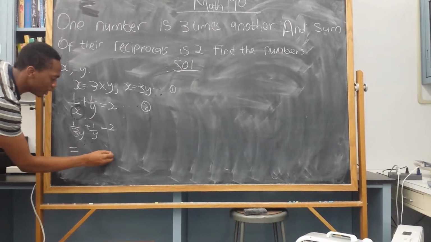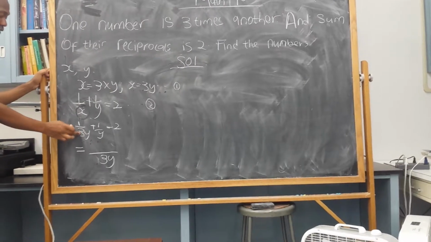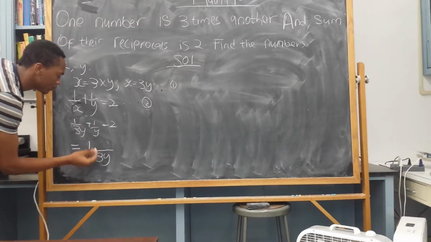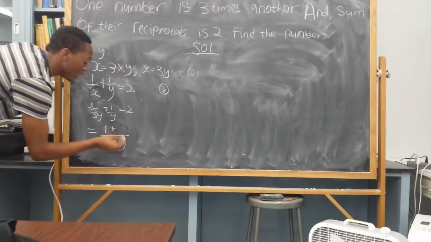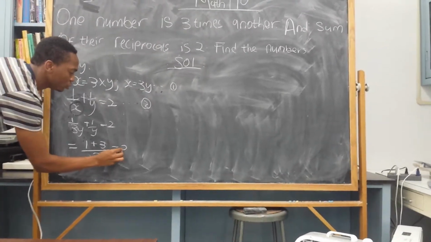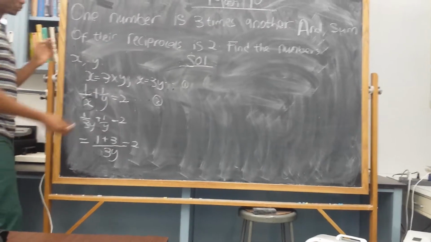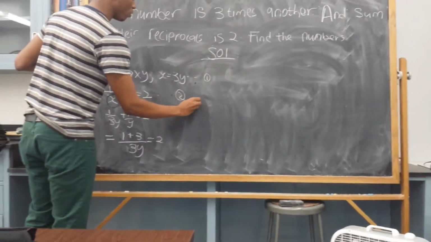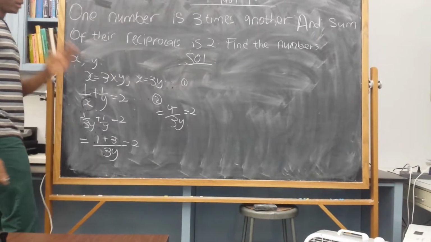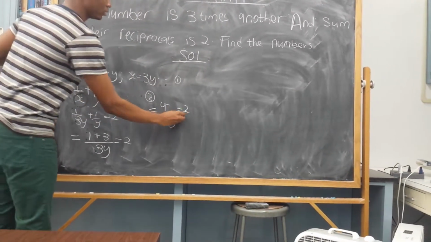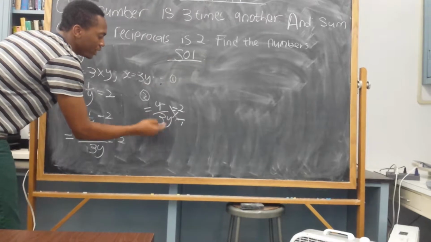So using the LCM, this is 3y. This divided by this is 1, times 1 is 1. 3y divided by y is 3, times 1 is 3, sorry. Equal 2. Now you have 1 plus 3 divided by 3y equal 2. This would give 4 over 3y equals 2. You can just easily cross multiply. This would be 4 equal 2 times 3y, which is 6y.